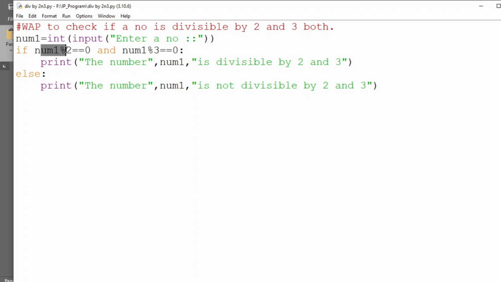Now if num1 modulus 2 is double equal to 0, and AND operator you have to use, because you have to check the divisibility at the same time. And the remainder, when you divide that number by 3 is also equal to 0, then you will print that the value of the number is divisible by 2 and 3. Otherwise the number is not divisible by 2 and 3. So let's run this program.